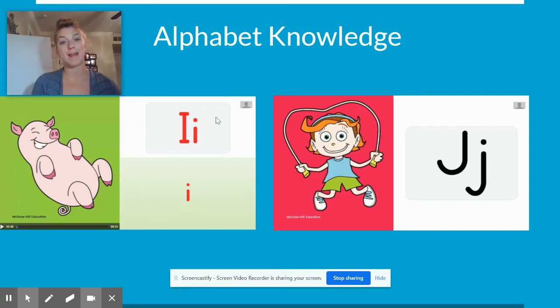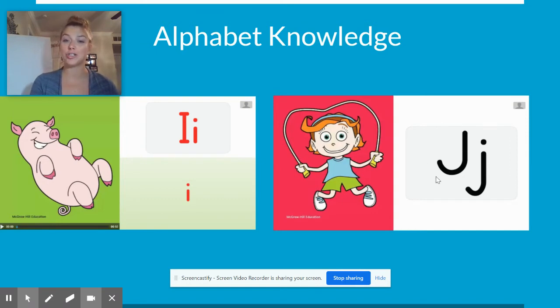Very good job. I is a very special letter because it is one of our vowels. Remember, our vowels are A, E, I, O, U. Say it with me. A, E, I, O, U. Great job. That is our letter I.